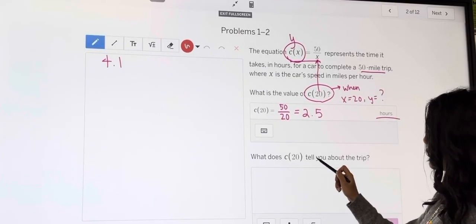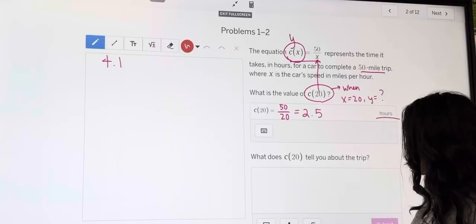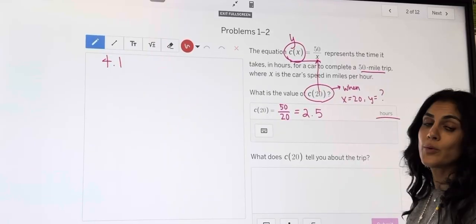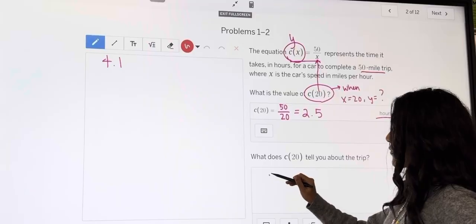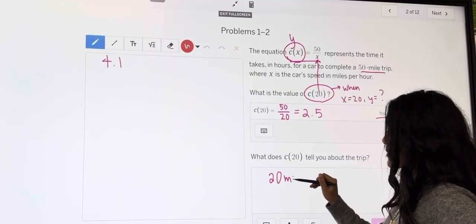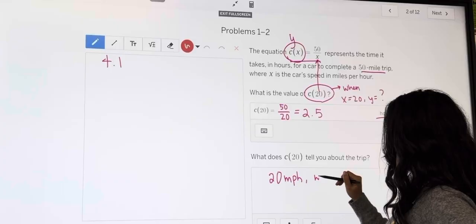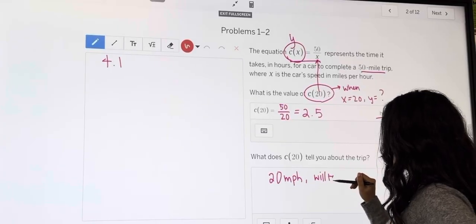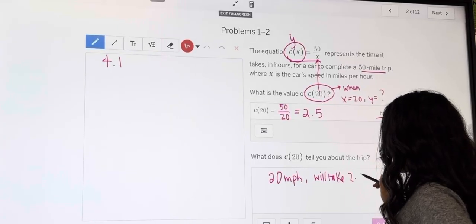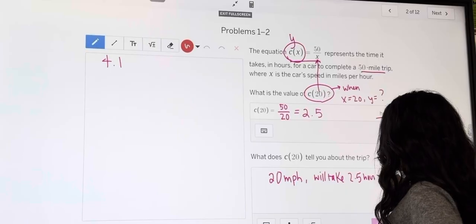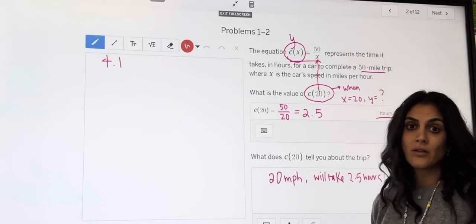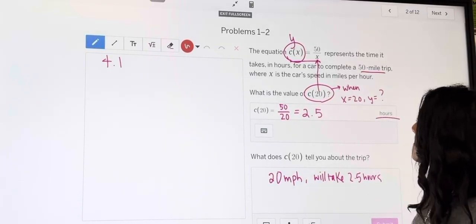What does C of 20 tell you about this trip? C of 20 tells me that if I go 20 miles per hour, it will take 2.5 hours to complete the 50-mile road trip, okay? All right.